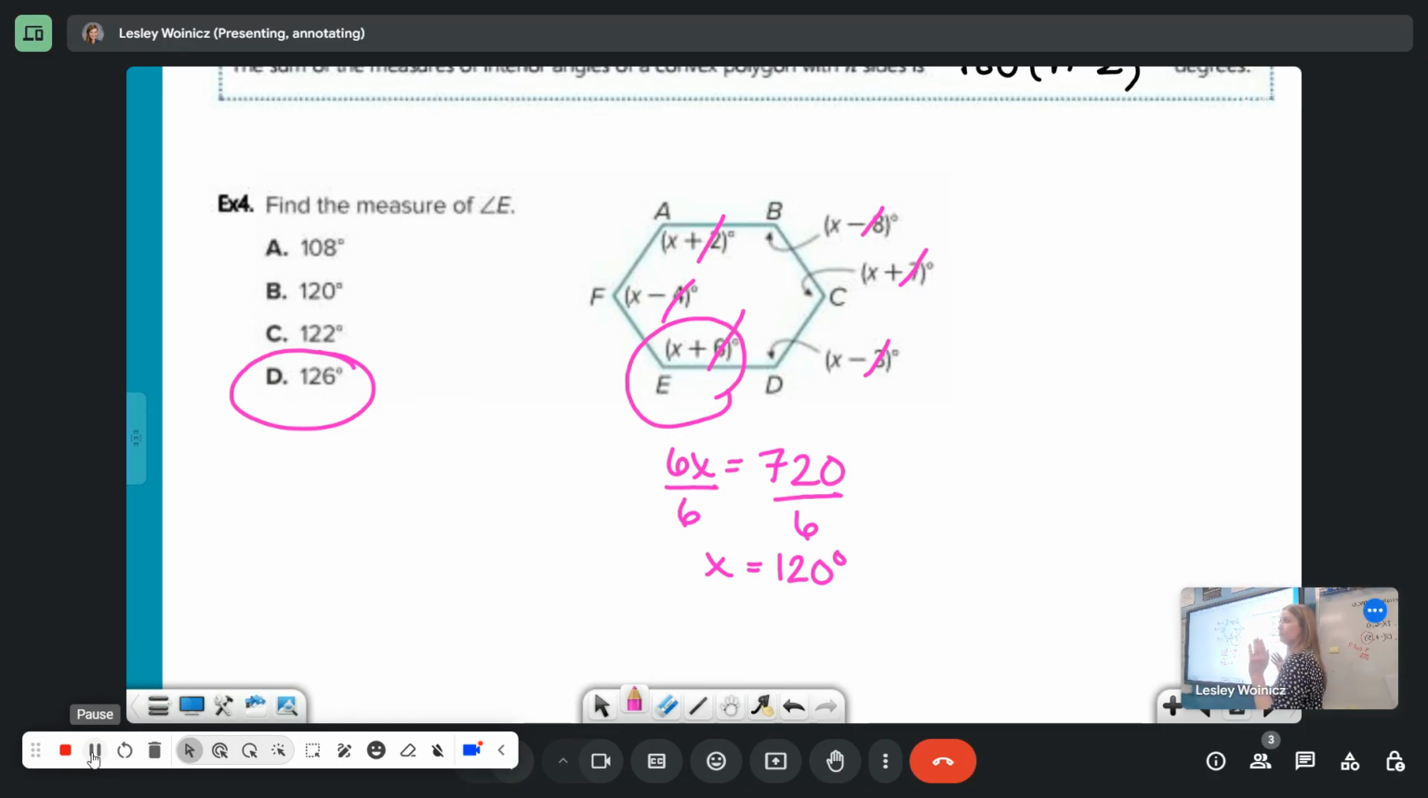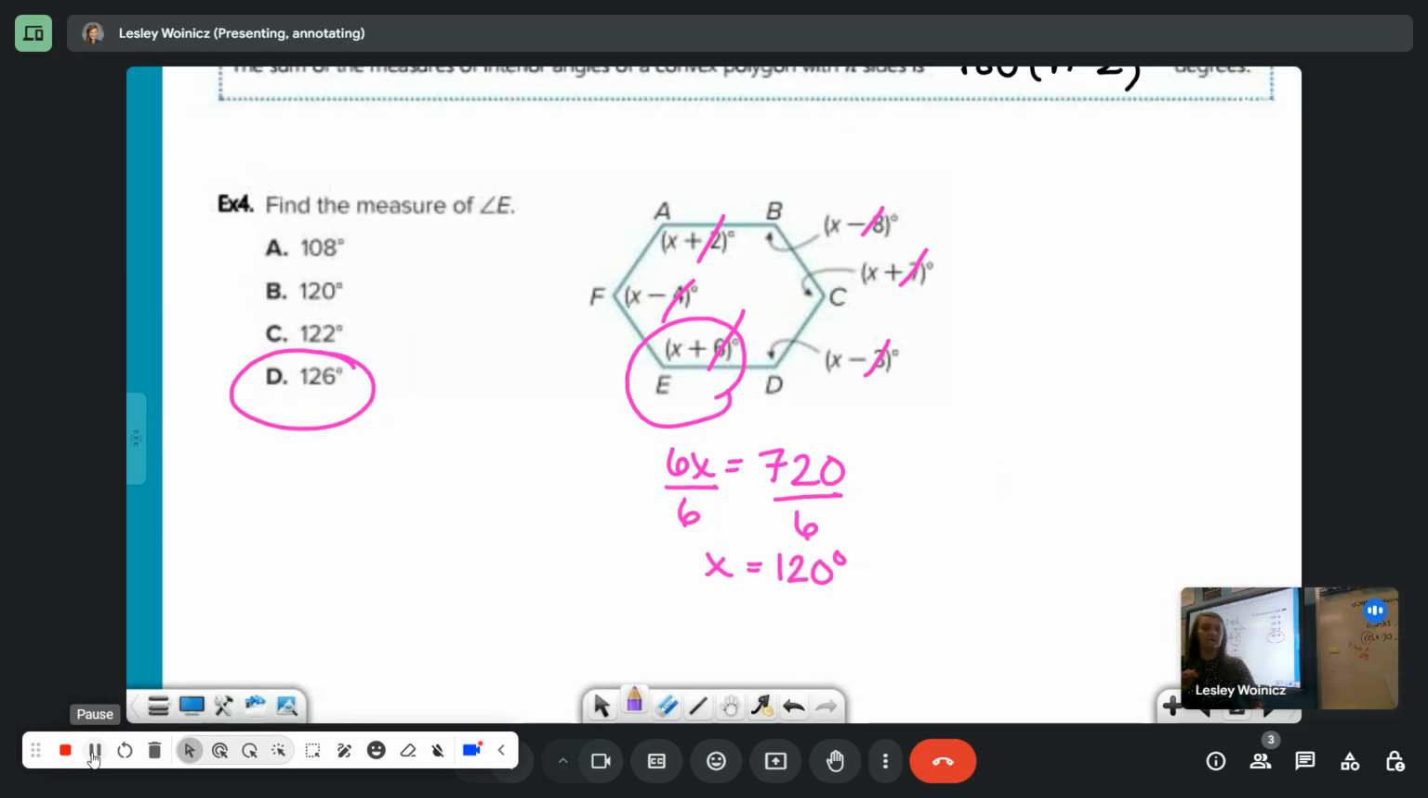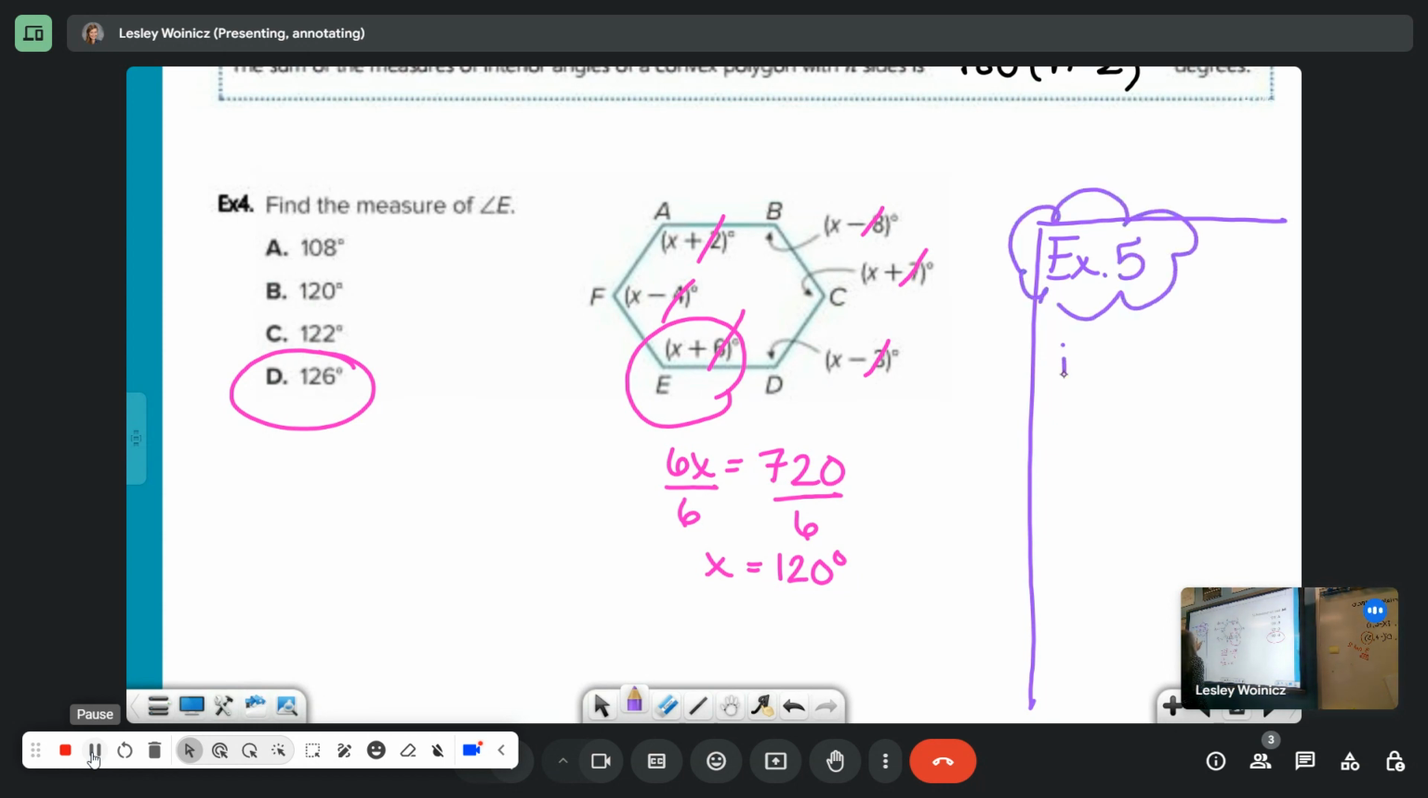Questions? Okay, off to the side somewhere where you have room, I want you to tell me, hold on, let me think of what I want to ask you. I'm going to give you the measure of an interior angle. This is example 5. So the interior angle is 140 degrees. Okay, find the number of sides for the polygon.